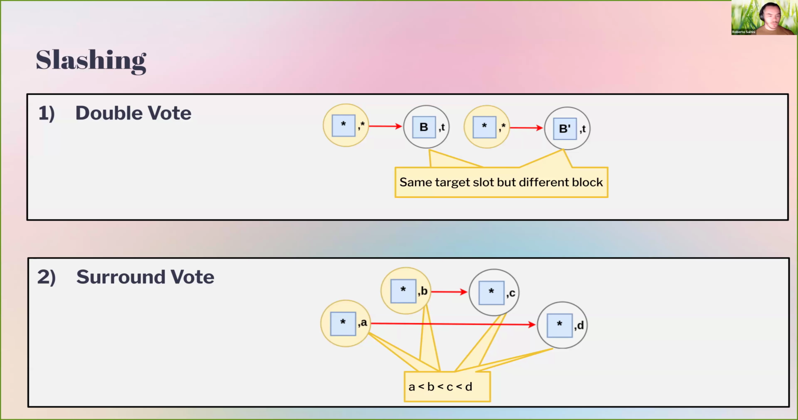As we have in Gasper, we have two slashing conditions. One is a double vote, where you send two different votes with the same target slot, but for different blocks. And the other one is called a surround vote, where if you just look at the source slot and the target slot of the votes, you have two votes and they surround each other. Like the one you can see here: the source of the second vote is, in terms of slot, before the source of the vote at the top, and then the target slot of the vote at the top is lower than the target slot of the vote at the bottom.